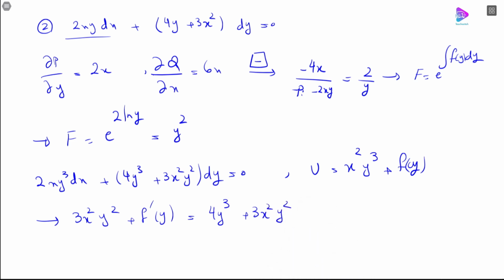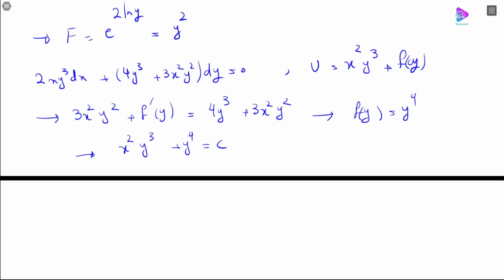So you need to refer back to lecture number 6 and 7 to remember how we're solving this right now. So from here, f(y) is equal to y to the power of 4, and therefore x squared y cubed plus y to the power of 4 is equal to a constant. So that's a complete solution to this problem. Let's take a look at another example.